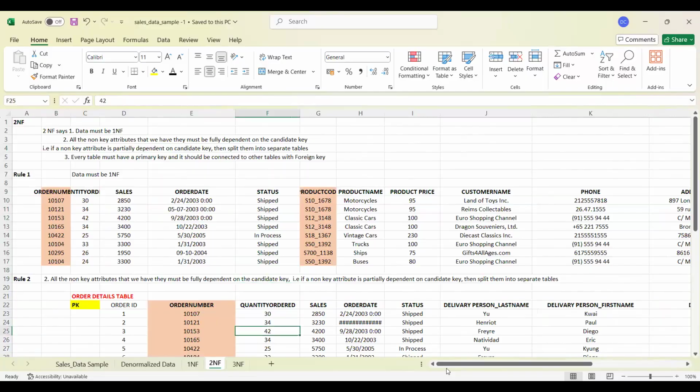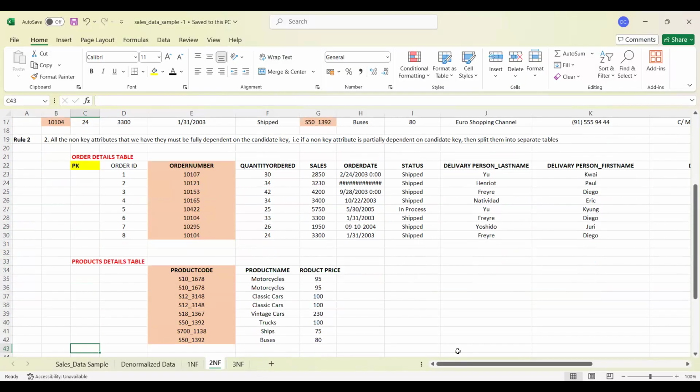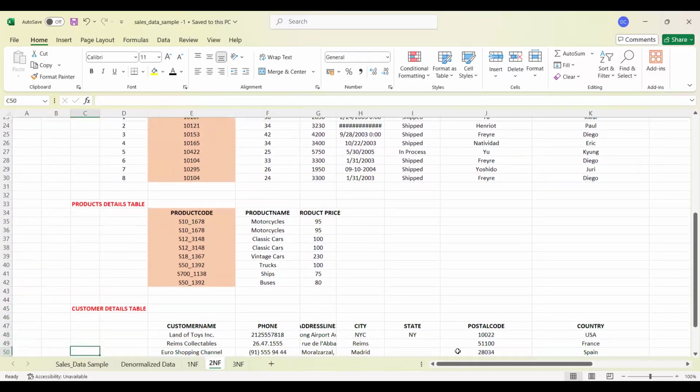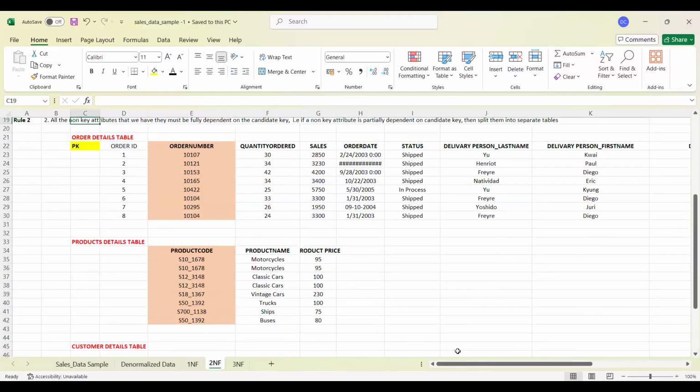So what I did basically, for the orders, I kept all the order details in one table, and I gave it the name order details table, right? In the same way, I divided the data into a product details table and a customer details table. Correct? Till here we finished on the previous day. Correct?